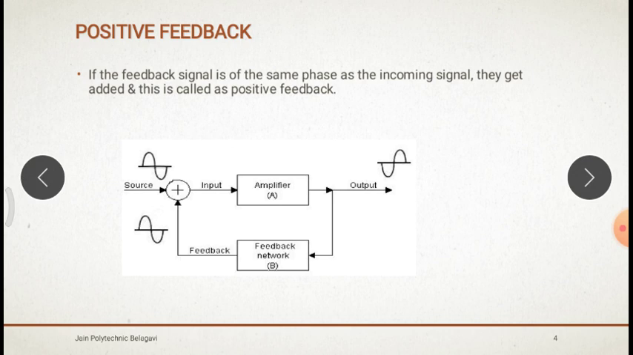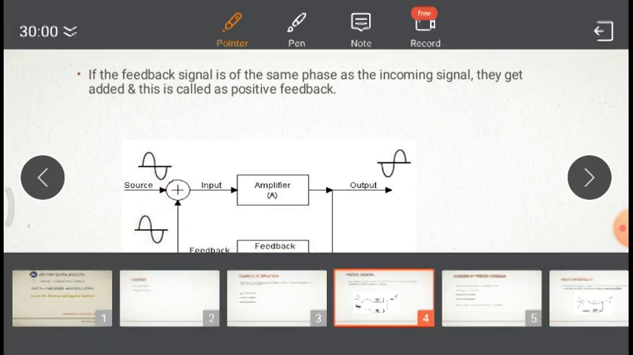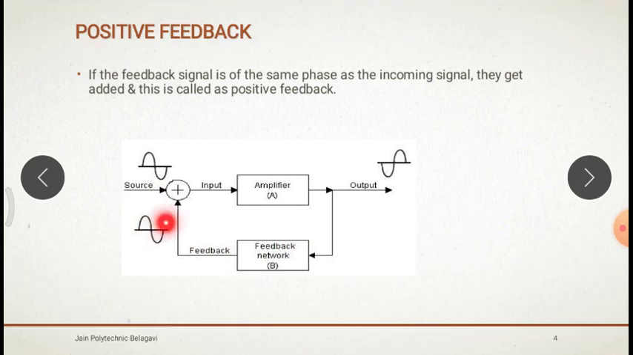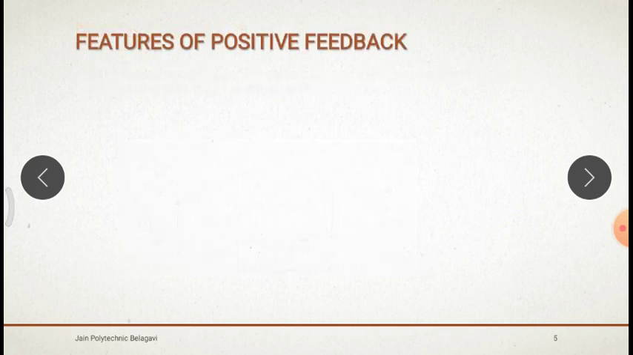Both the amplifier and the feedback network here introduce a 180 degree phase shift. See here, first input and output have a 180 degree phase shift. Again the feedback network introduces a 180 degree phase shift, means again it will come back to the original position. So both are in the same phase, so adding. So the feedback voltage is in phase with the input signal in the positive feedback.